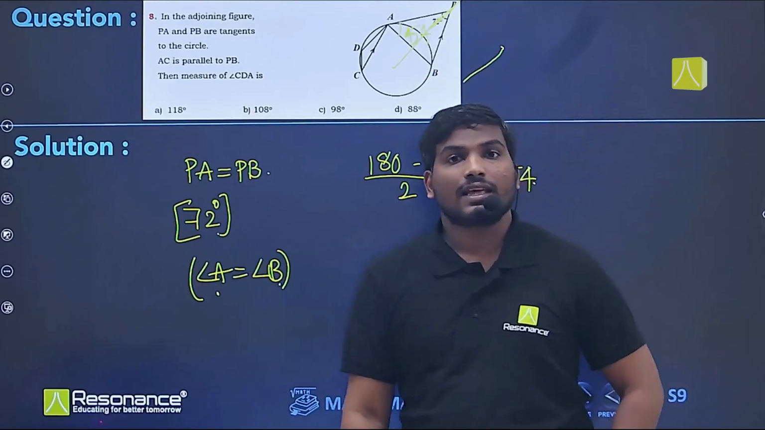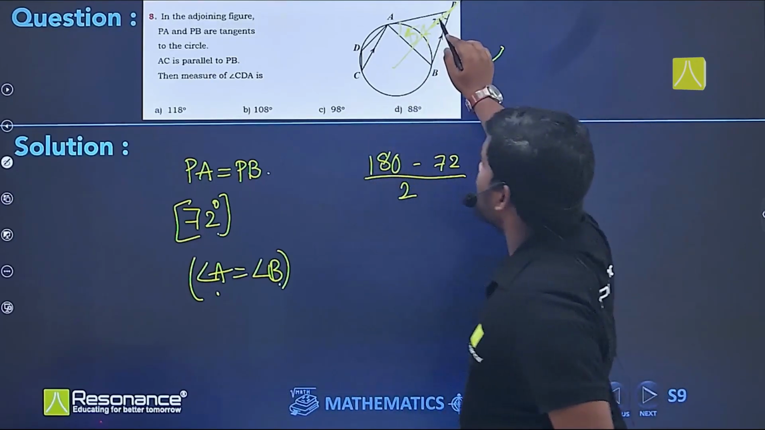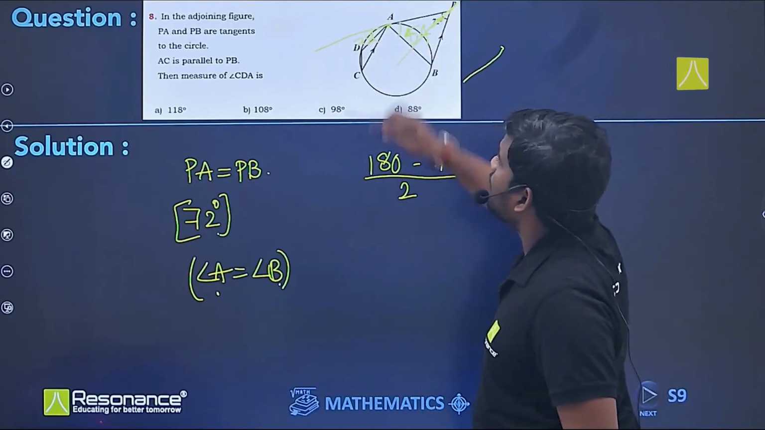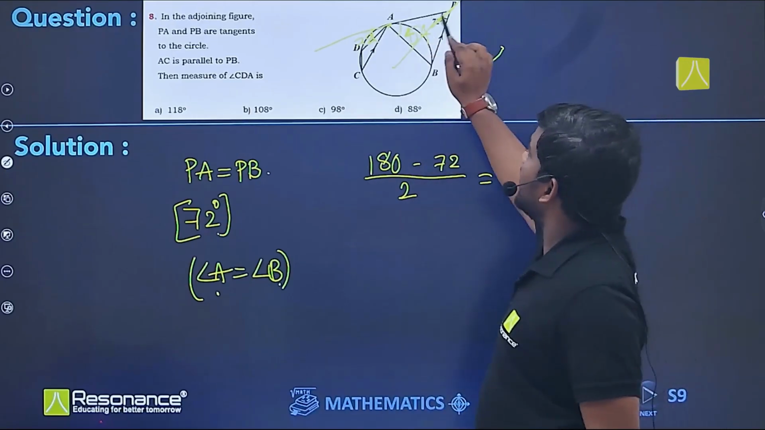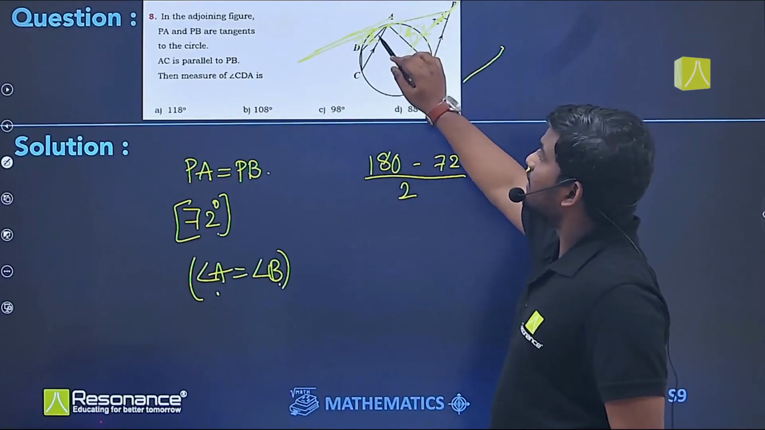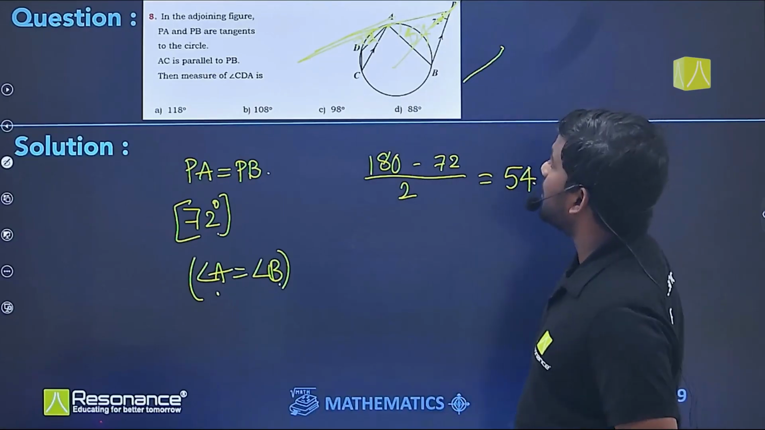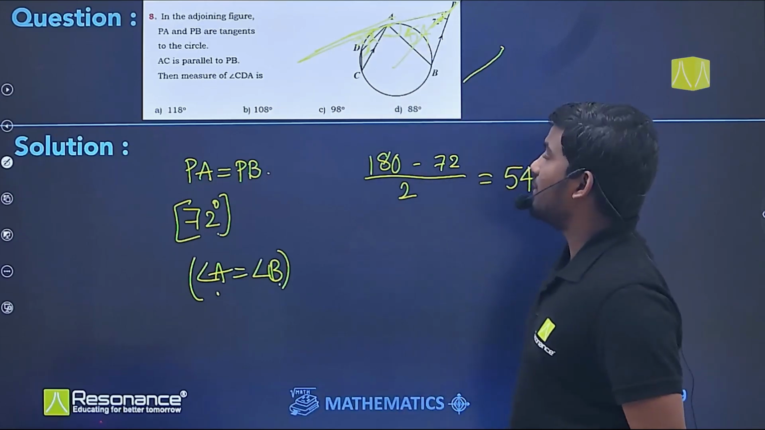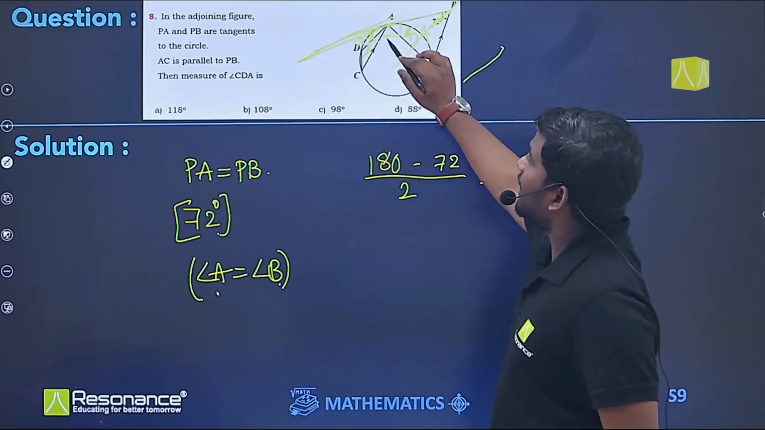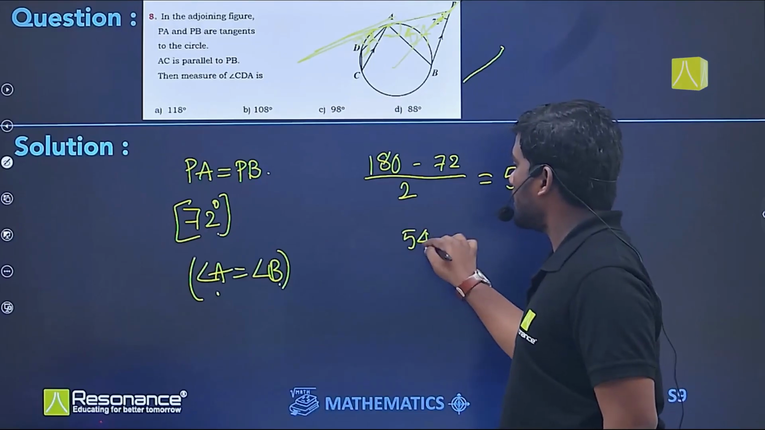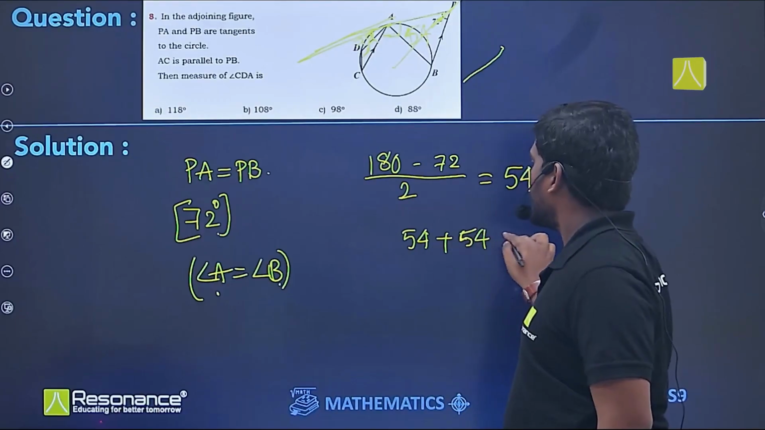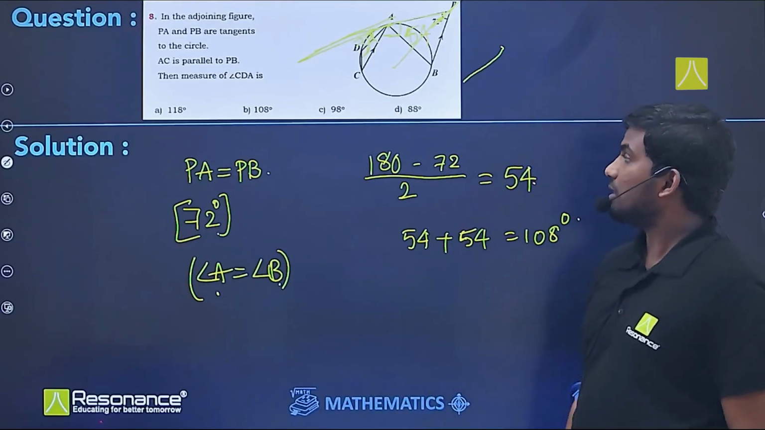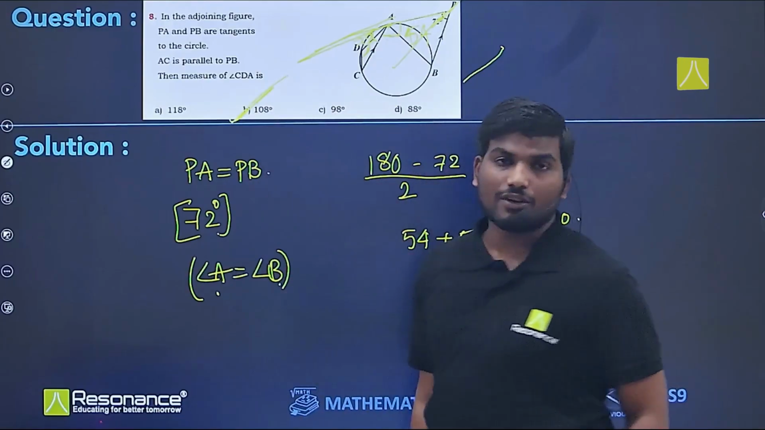Alright. Now that angle is 54, and since this is 72, this is also 72. If you extend the line segment AP, the tangent, this angle is also 72. And from there, we have this part as 54 too, and angle D would be 54 plus 54 equal to 108 degrees. So this is how we've solved the question. The angle would be 108 degrees.